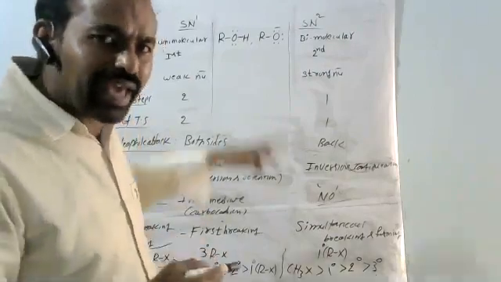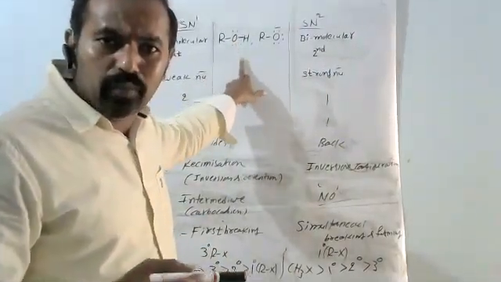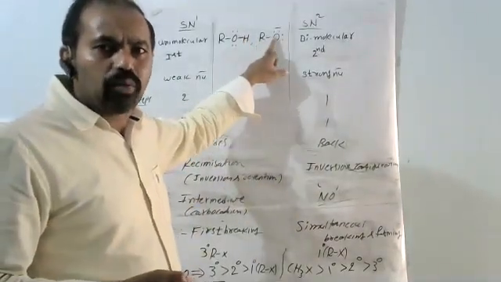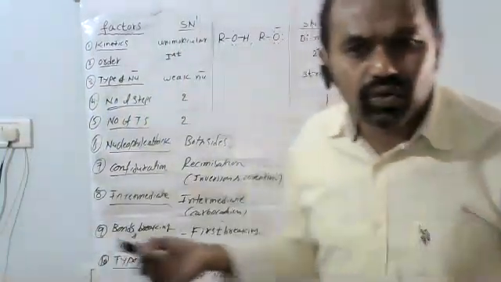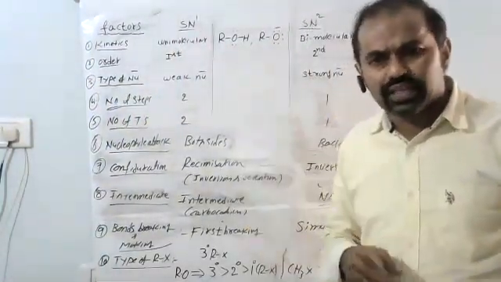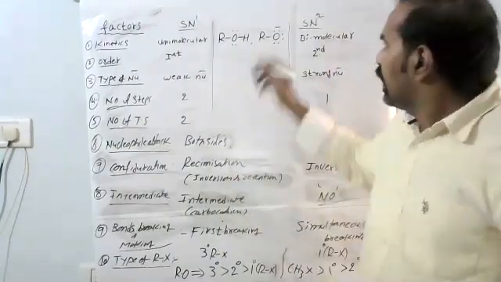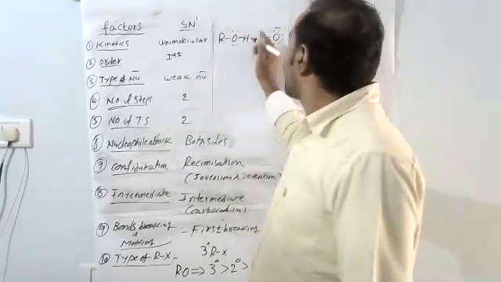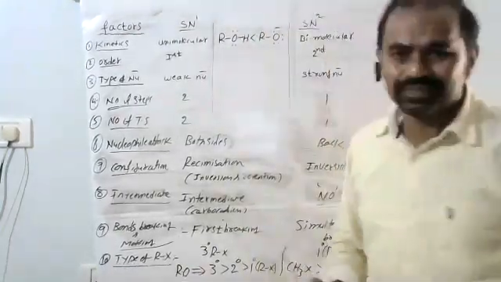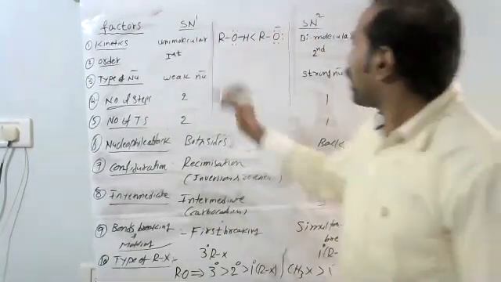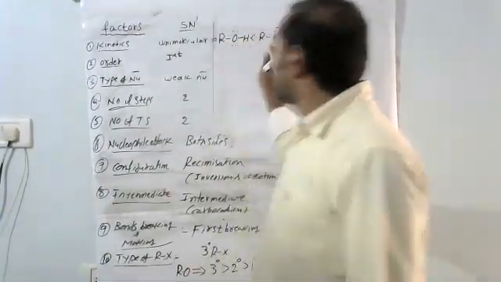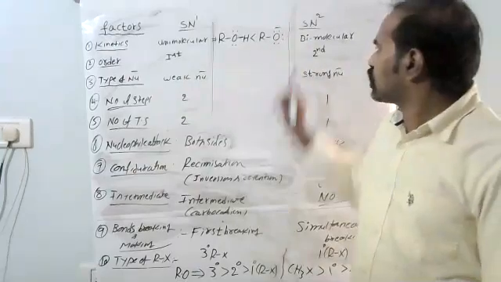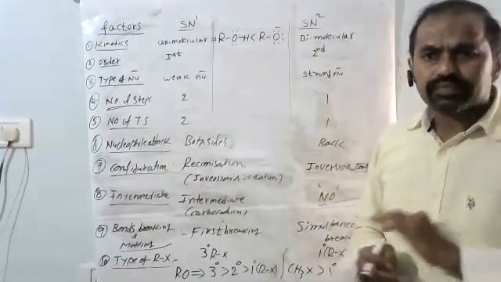Why does the first one behave as a nucleophile? Lone pair molecules behave as nucleophiles. RO minus is also a nucleophile, having a negative charge, electron rich. Out of these, negatively charged ions are always stronger nucleophiles. Compared to the neutral one, the negatively charged ion is a very strong nucleophile. That is the first thing.